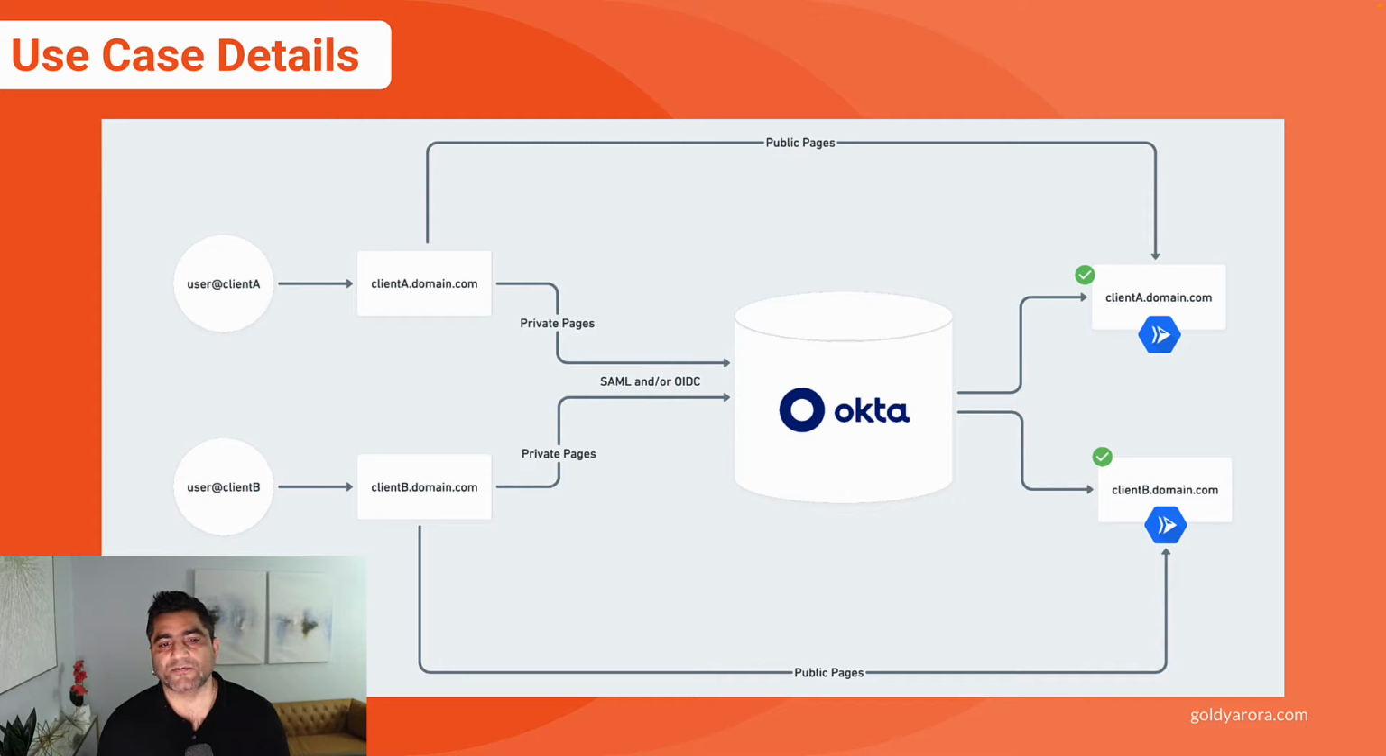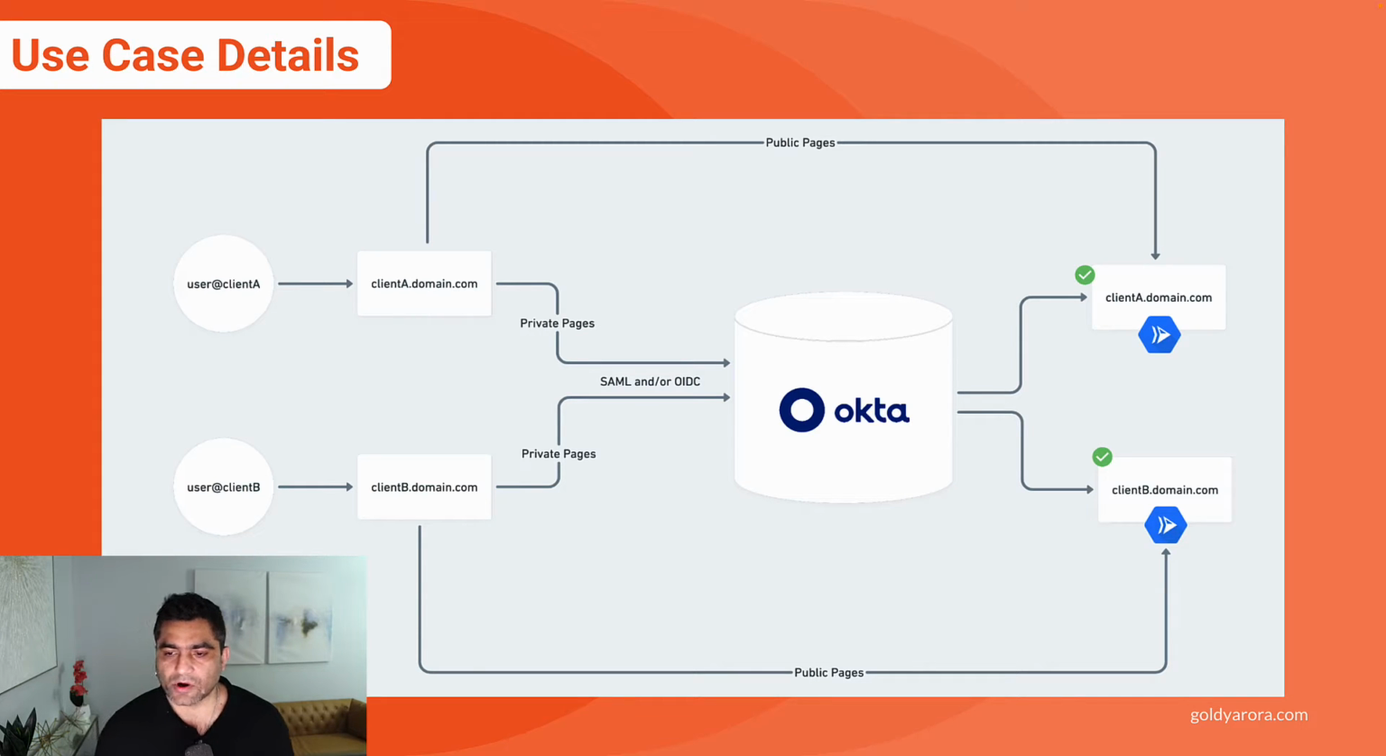I'm taking the example of two separate web applications, client-a.domain.com and client-b.domain.com. These web apps are running on Google Cloud Run. Public pages of these applications can be accessed by anyone. Of course, they are public, but the private pages of these applications should only be accessed by respective client users. So if it's client-a.domain.com, then only people who belong to client A should be able to access it, and same case for client B users. So this is the use case.